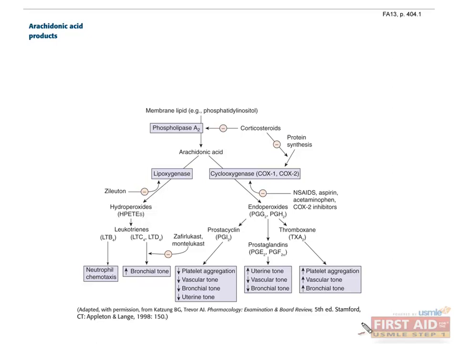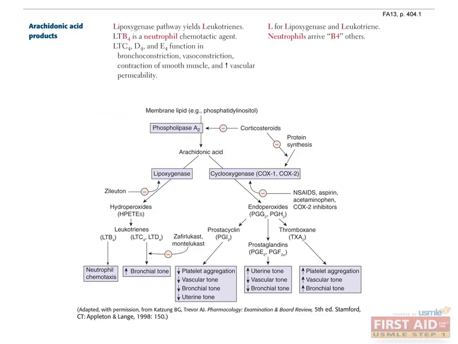If you look at this diagram, the whole process begins at the plasma membrane. A single membrane lipid is taken by phospholipase A2 and is converted into arachidonic acid. With this arachidonic acid, there are two directions to go, either down the lipoxygenase pathway or the cyclooxygenase pathway. The lipoxygenase pathway is simple.